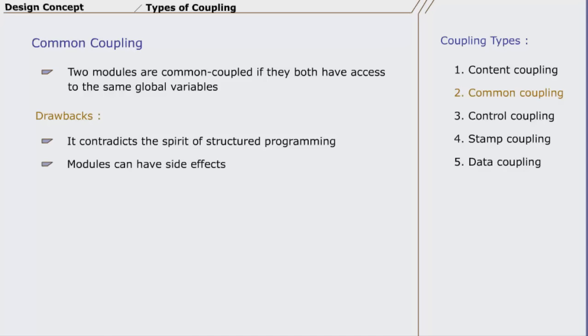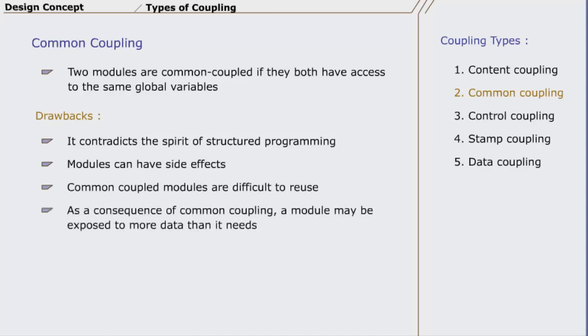If a maintenance change is made in one module to the declaration of a global variable, then every module that can access that global variable has to be changed. Furthermore, that change must be consistent. Common coupled modules are difficult to reuse. As a consequence of common coupling, a module may be exposed to more data than it needs.